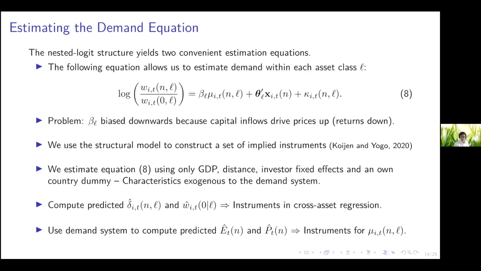So can an instrument be in the X variable already? The instrument itself is going to be the predicted prices and exchange rates, but they're going to be taken from, yes, these X variables. So for example, investor fixed effects and distance are X variables, and we're going to first estimate equation 8 using those variables only, not using the prices or the endogenous variable. We're going to use only distance and investor fixed effects here, and then construct these predicted E's and P's. Okay, hopefully that's clear.